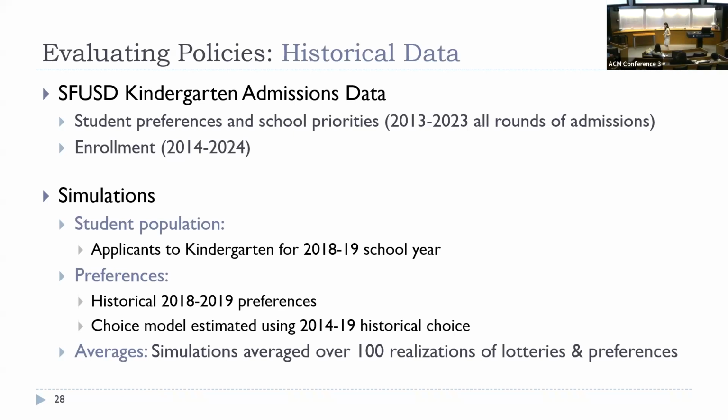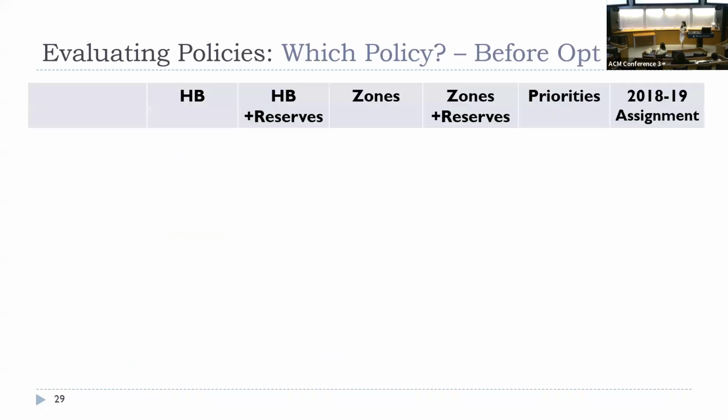And we've recently redone a lot of this using applicants through the 2023-24 application cycle and using student choice from 2021 to 2024. So with more recent data, the high level trade-offs are going to be the same as what I show you today. So what are the trade-offs? Well, first, the policies are in the columns here. We have our home-based policies on the left. We have our zone-based policies in the middle. We have priorities, and then we have the actual assignment in 2018-19 as sort of a benchmark to compare against.